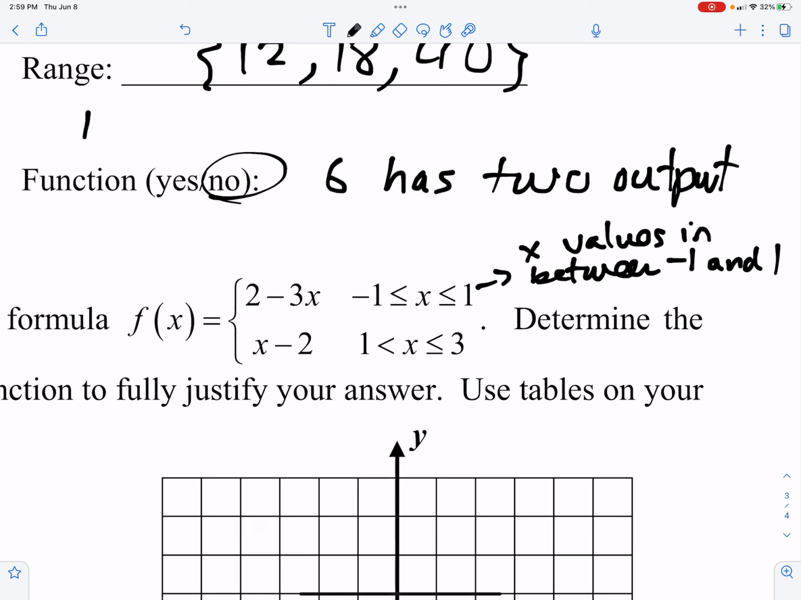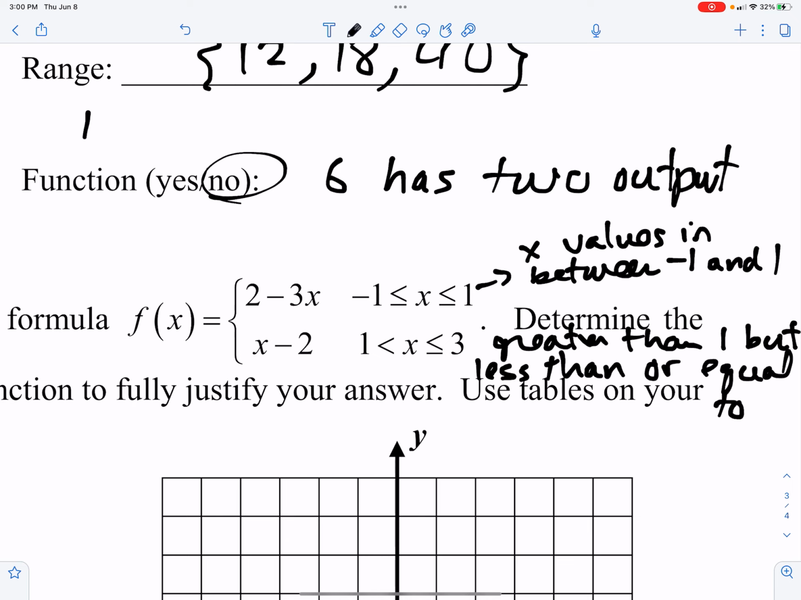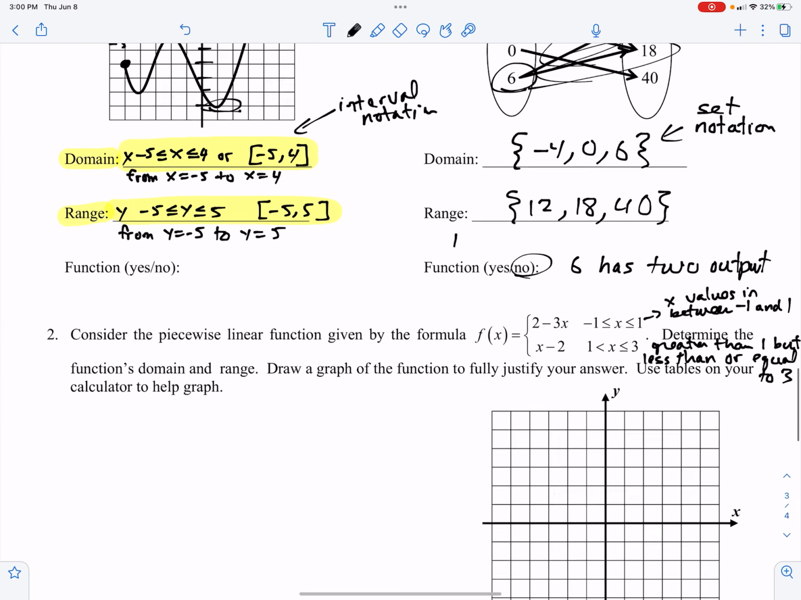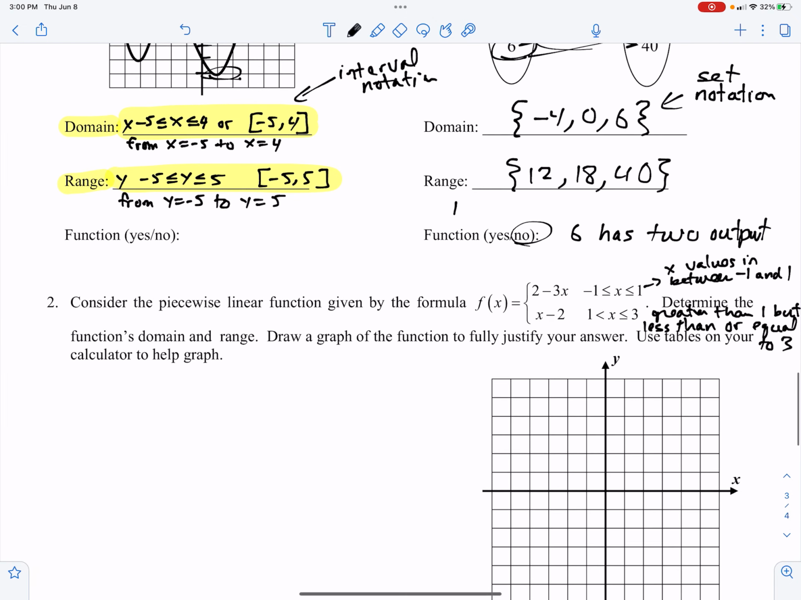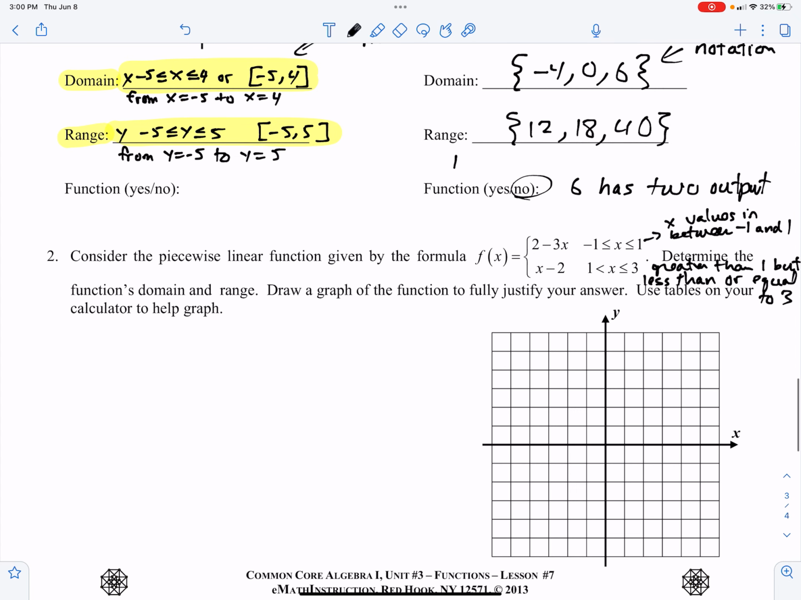greater than 1 but less than or equal to 3. Okay, so that's what that means. And then what we're going to do is we're going to be able to determine the domain and range.